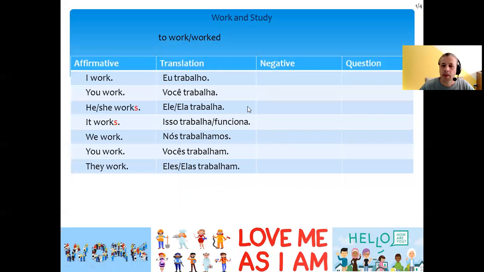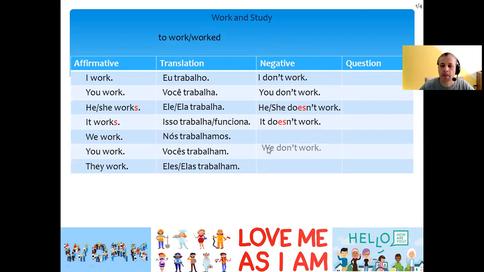Ok? Let's take a look at these verbs, these sentences in the negative. Vamos olhar essas frases no negativo. Repeat, please, guys. I don't work. You don't work. He or she doesn't work. It doesn't work. We don't work. You don't work.